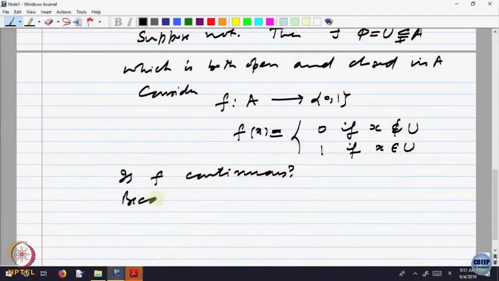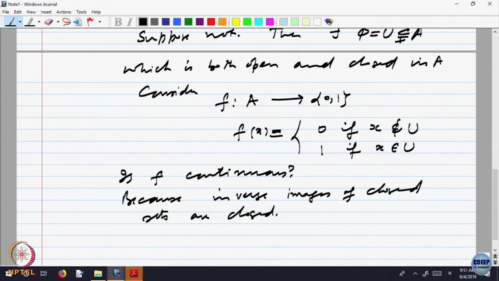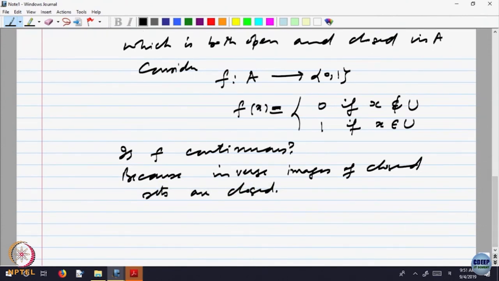So, the inverse images of closed sets are closed, so this function is continuous. But it is not constant. It is not a constant function because on U it takes the value 1, and on U complement it takes the value 0. There are points in U, and there are points in U complement. So this is a contradiction.